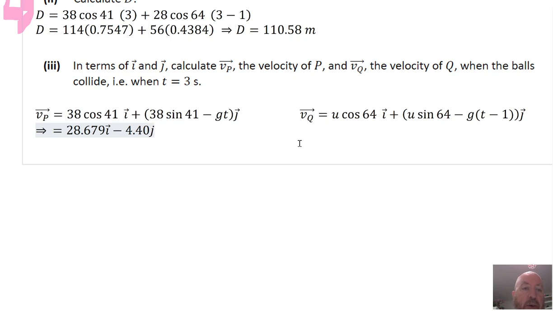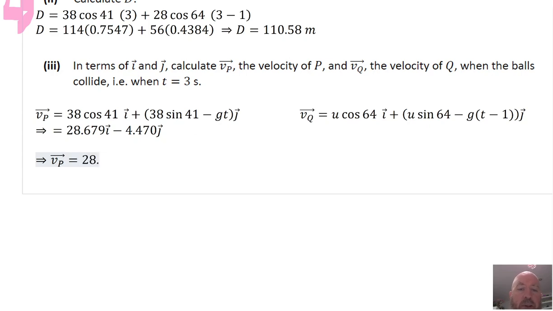So the reason I've done the 0 there, 4.470, is that if you do this, you'll see that the calculator will give us 4.4697, but the 697 rounds up to 47. But to show that we rounded to 3 decimal places, you need to put that final 0 in. So that's 28.679 i minus 4.470 j.